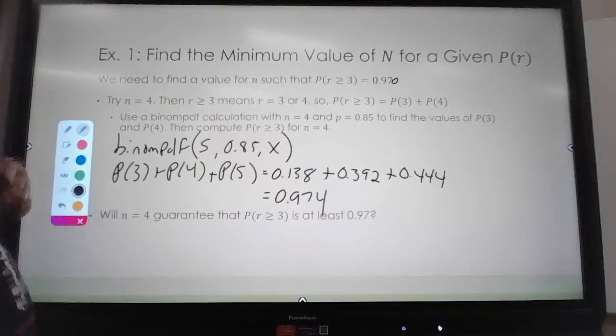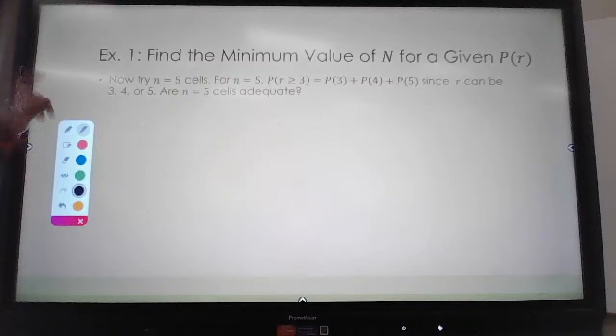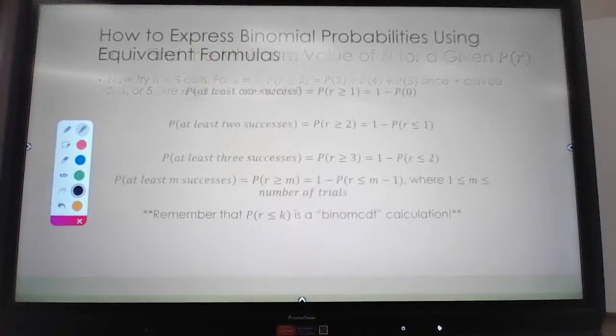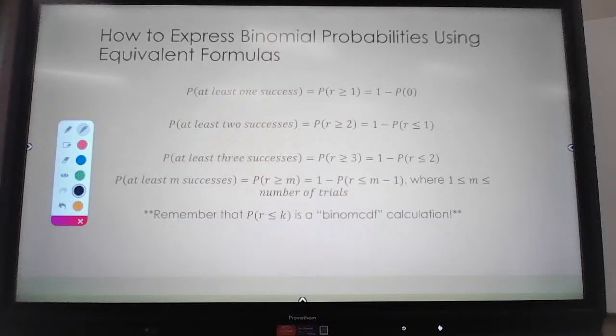So no, n equals 4 will not guarantee that. But n being 5 does. Now, if you're trying to use the binomial PDF or binomial CDF calculations, you have to be able to read the problem as it's written and interpret it in such a way that you can find an accurate method to use your calculator.